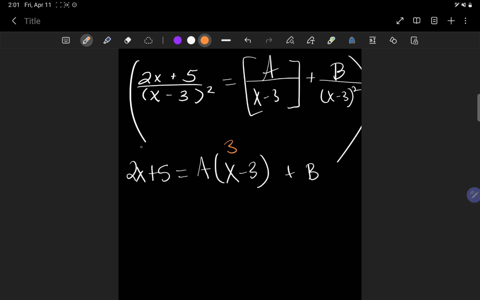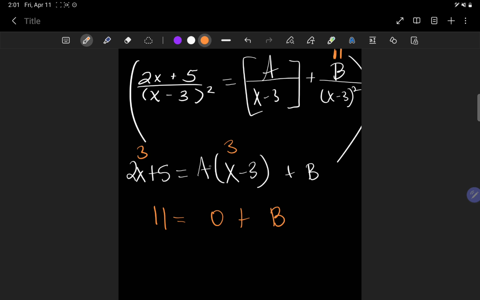Okay, so I'm going to plug in 3 so that I can cancel that out. So let's see, 2 times 3 makes 6, and 6 plus 5 is 11. A cancels out, so I'm just left with B. So B is 11. I don't know why 2 times 3 processed in my brain as like 15. I don't even know why.